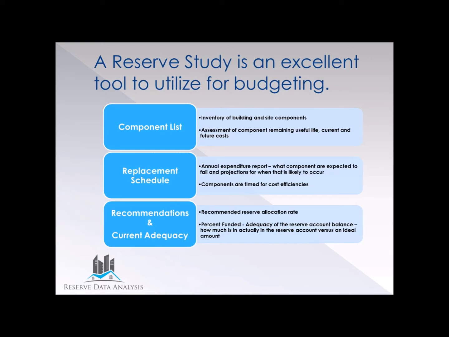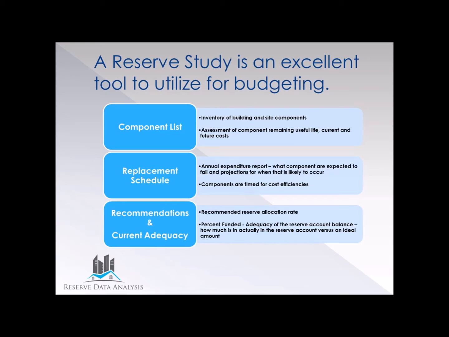And this is when we can take advantage of, say, cost efficiencies, when we can project to do projects at the same time or in a similar year where they can be done efficiently, as opposed to having vendors coming out over and over and over to do different aspects of the building.